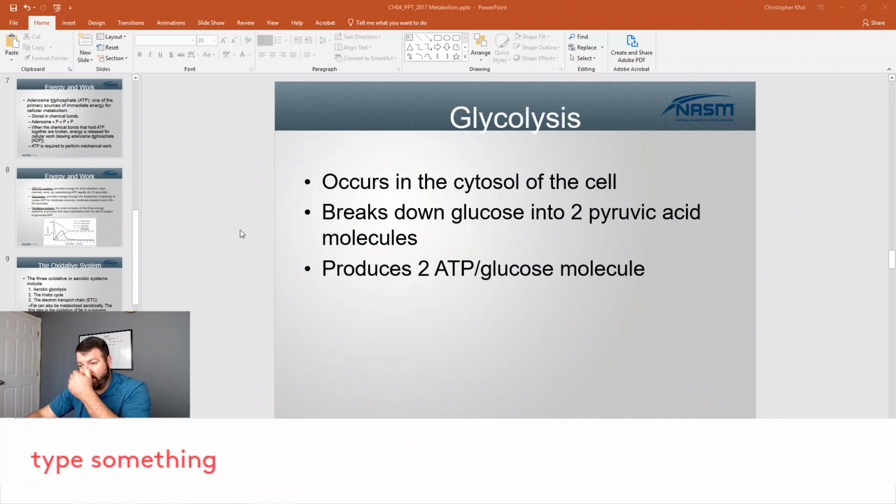Okay, a little bit more. Glycolysis occurs in the cytosol of the cell, so just floating around there. It breaks down glucose into two pyruvic acid molecules, and this produces only 2 ATP per glucose molecule. Just so you know.